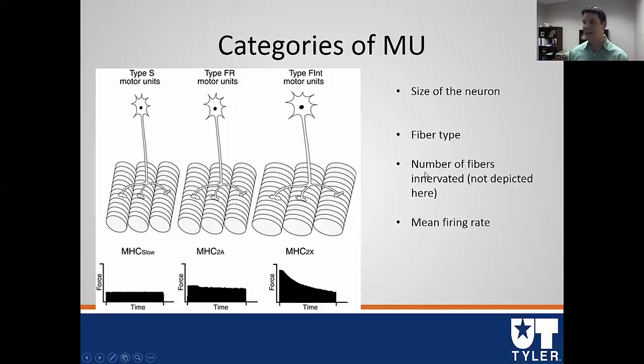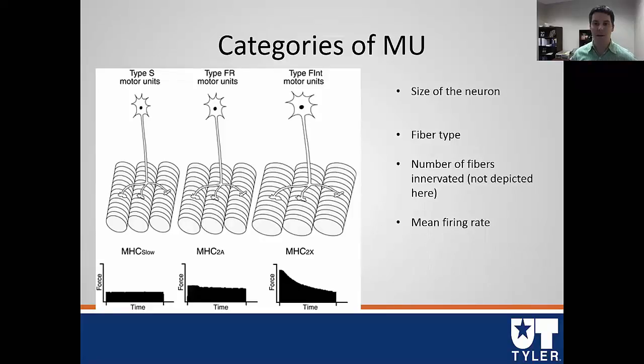Third is the number of fibers that are innervated by each motor unit. This is not depicted on this picture very well, and I couldn't find a great image that brought this all together. So just draw along with me if you would. Let me grab my pen here. Let's grab some pinkish for some skeletal muscle.